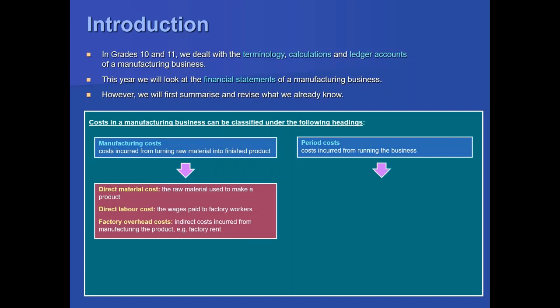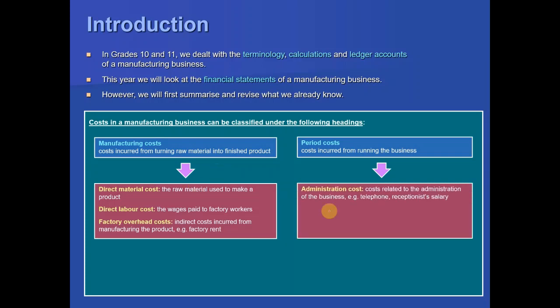Similarly, let's delve a bit deeper into the period costs. So there, for example, we have administration costs. That's the cost related to the administration of the business, like the telephone account and the receptionist's salary. And then we also have sales and distribution costs. That is costs related to the marketing, the selling, and the distributing of the product, like the commission paid to the sales representative.